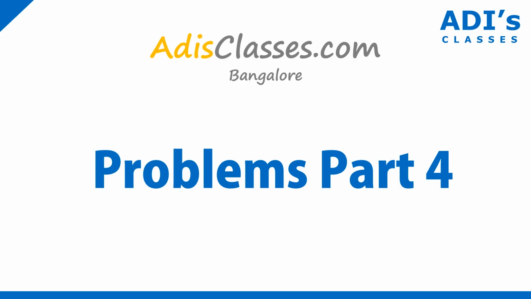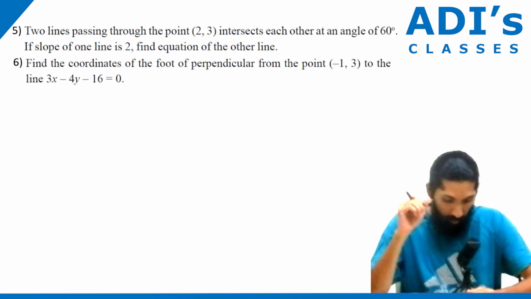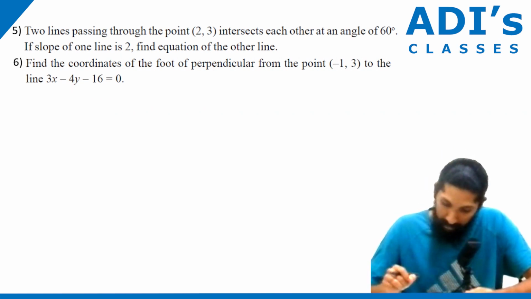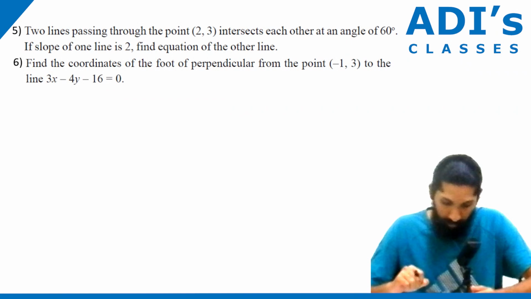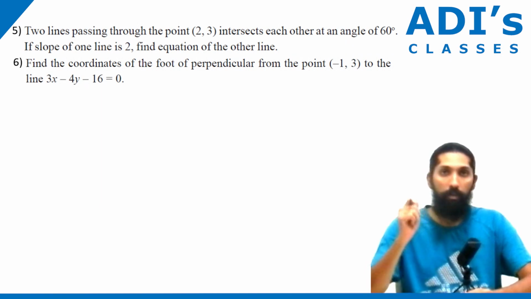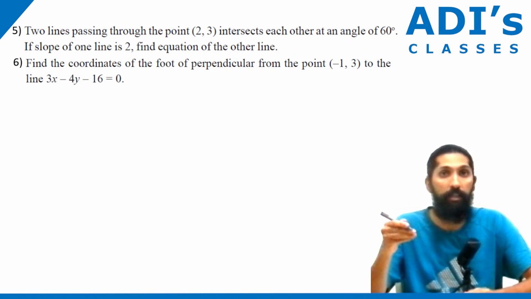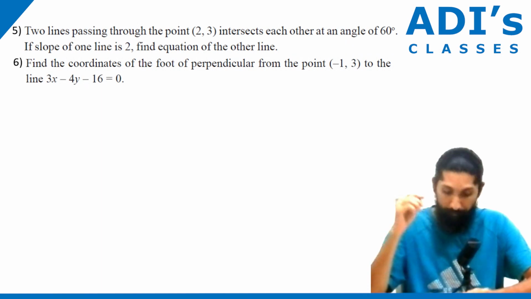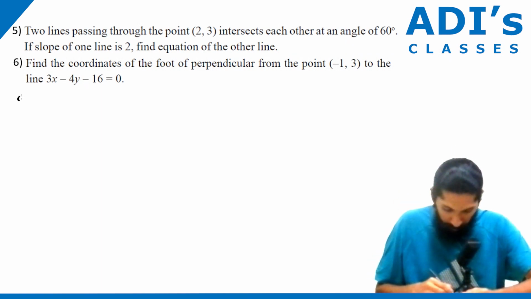Let's continue with the fifth one now. See here, two lines passing through the point (2, 3) intersect each other at an angle of 60 degrees. If the slope of one line is 2, find the equation of the other line. Now, first thing is we can calculate the slope of the other line with the help of the angle, correct? So let's do the fifth one now.